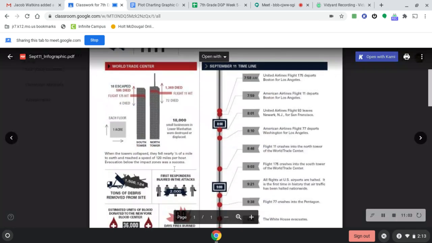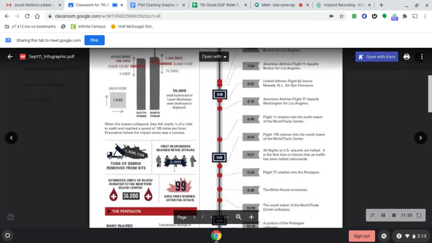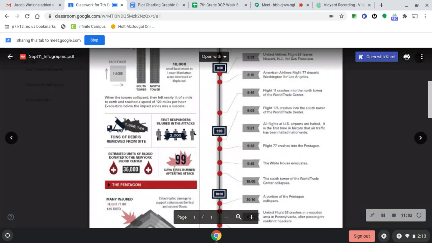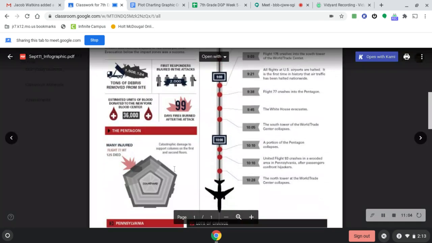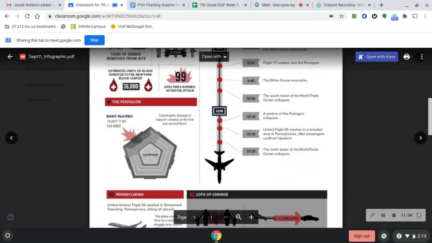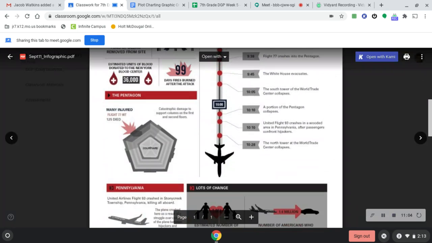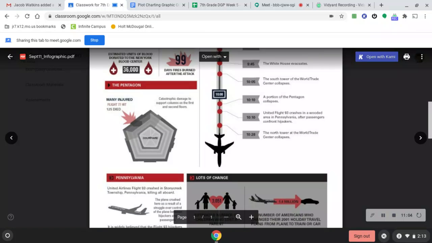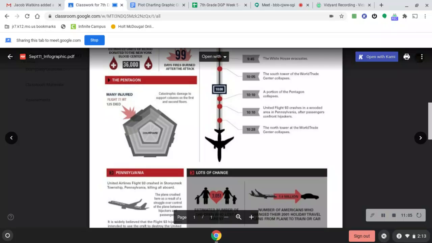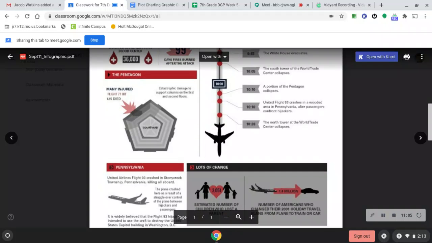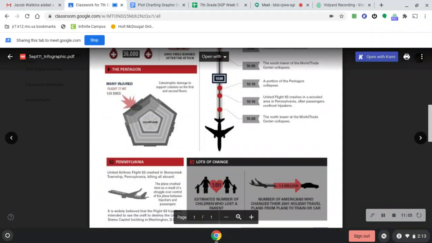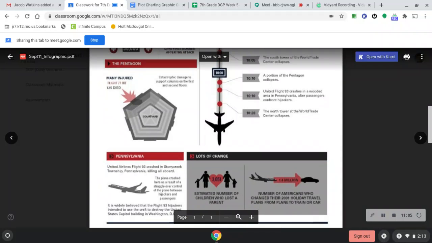Where was their initial destination? Boston to Los Angeles, Boston to Los Angeles, Newark to San Francisco, Washington to Los Angeles. They're headed somewhere in California, right? 3 of them to Los Angeles, 1 to San Francisco. Why would they choose long distance flights like that? Possibly because they can pick more places.